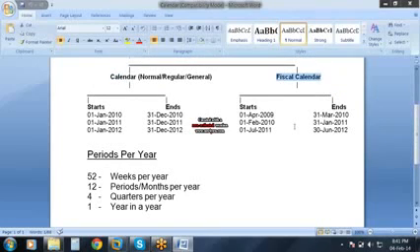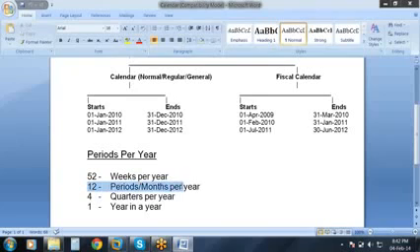So calendar you want to go or fiscal calendar you want to go, decide one. Second decision is what? Periods per year. How many periods do you want to create per year? I can create 52 weeks. I can create 12 months. I can create 4 quarters. I can create 1 year in a year.